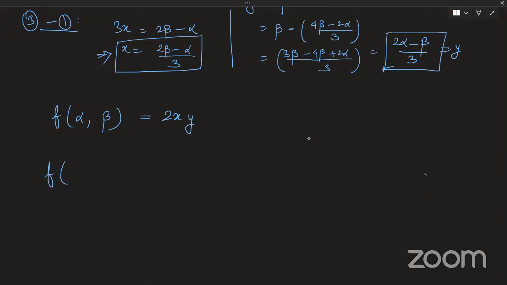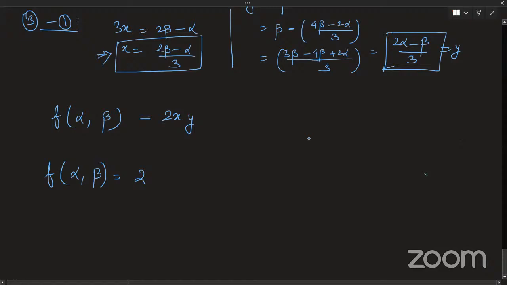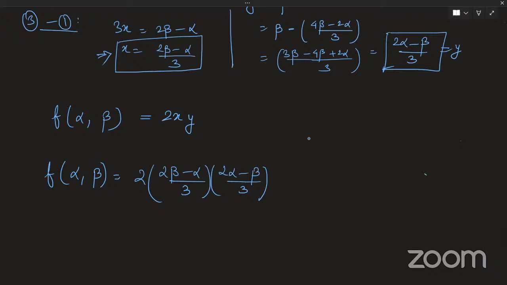सो आई गेट f ऑफ अल्फा कोमा बीटा इज इक्वल टू 2 टाइम्स x की जगह मैं डाल दूंगा 2 बीटा माइनस अल्फा बाय 3 एंड इन प्लेस ऑफ y आई विल पुट 2 अल्फा माइनस बीटा बाय 3. So this will be my final equation. But now I have got my equation in terms of alpha comma beta.